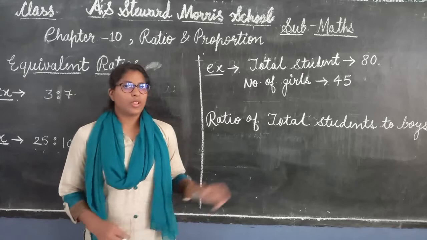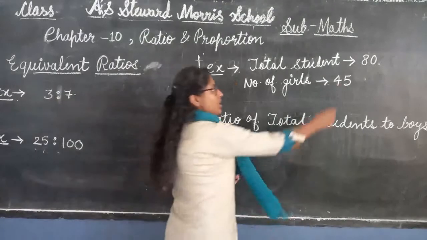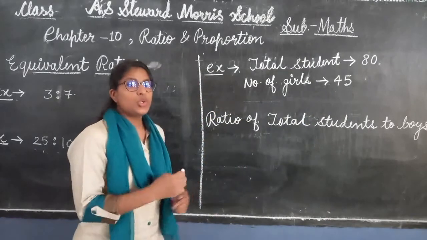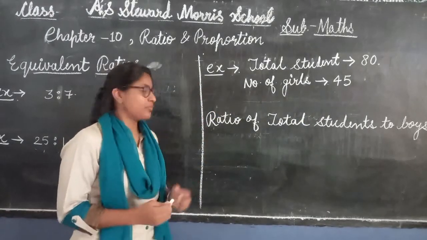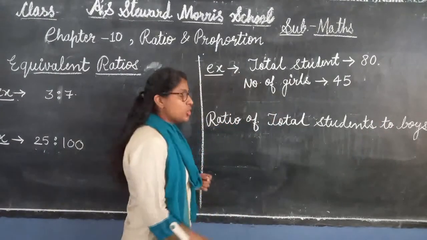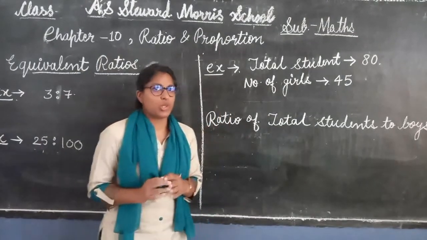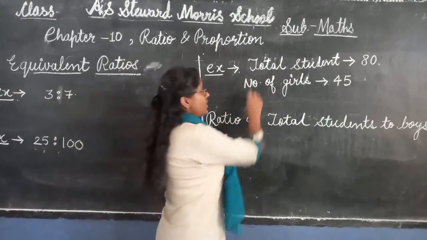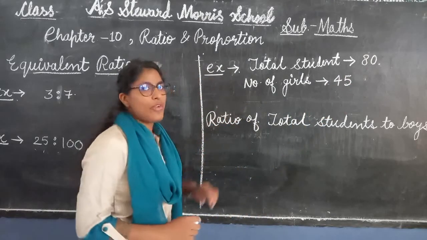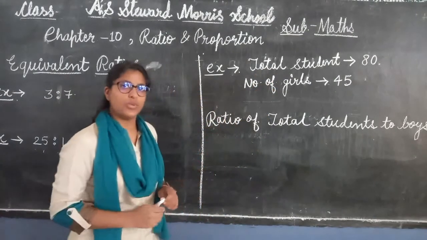Let's see the example. The information given to you: the total number of students in a school is 80. The number of girls in a school is 45. And you need to express the ratio of total students to boys. Total students to boys. Now, be careful. Whatever information is given in the question, firstly write that. Here writing total number of students is 80 and number of girls is 45. So how do we find the number of boys? Total students minus the number of girls is equal to number of boys.